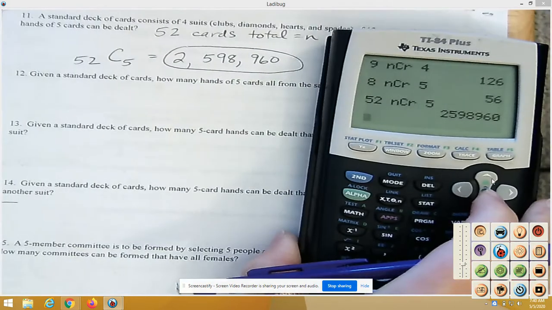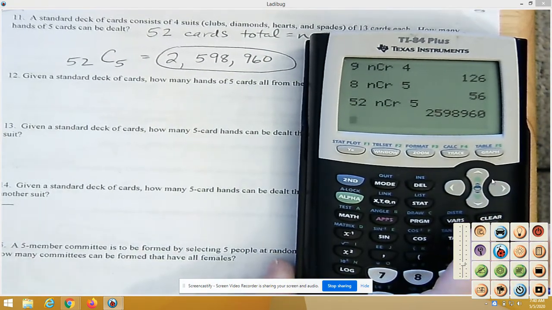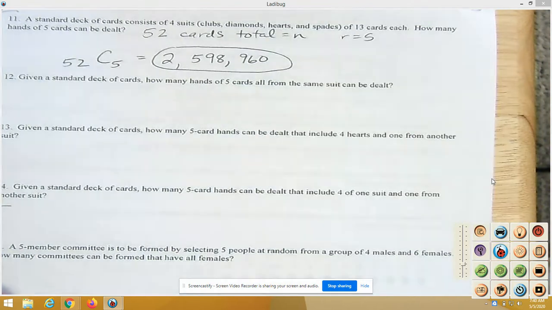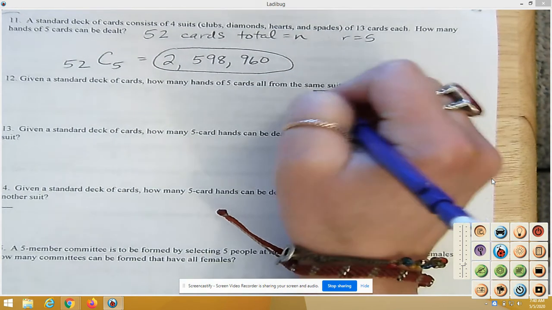And we're going to be using that number down the road in some other questions on probability in a couple of weeks. Okay, number 12. In a standard deck of cards, how many hands of 5 cards can be made all from the same suit? Or how many hands of 5 cards all from the same suit can be dealt? So the key here is same suit.